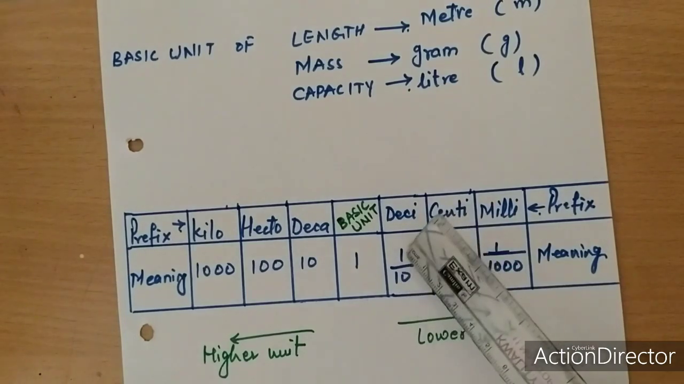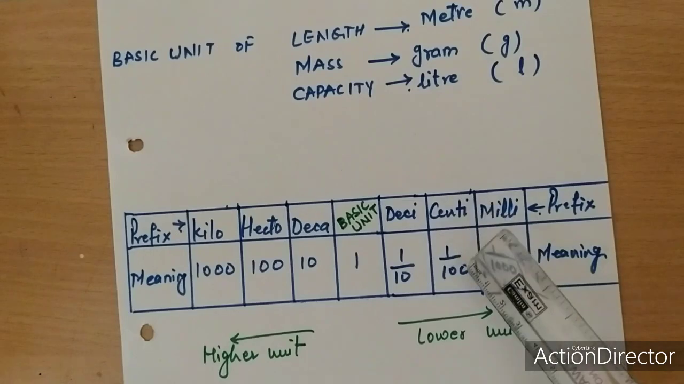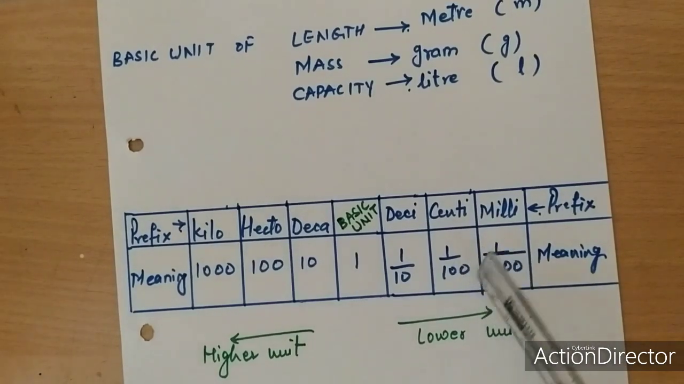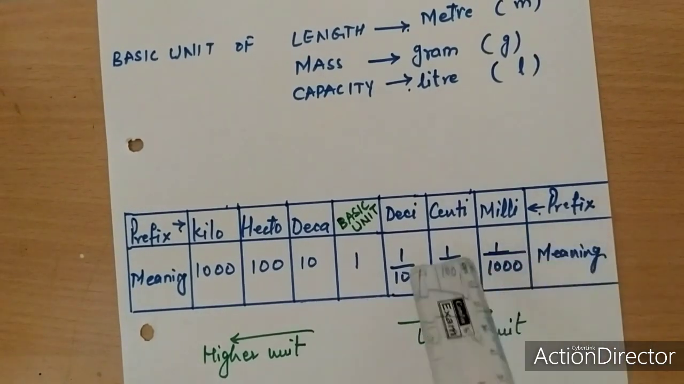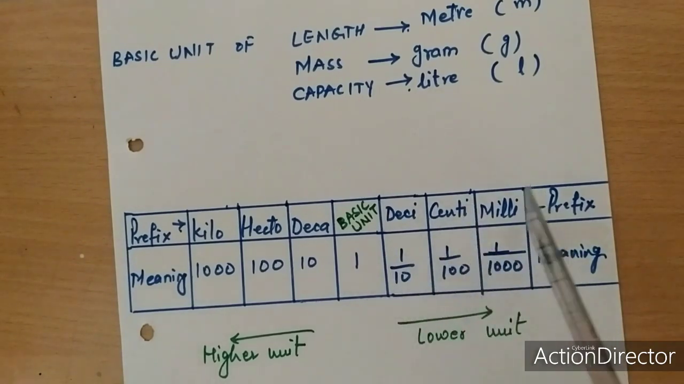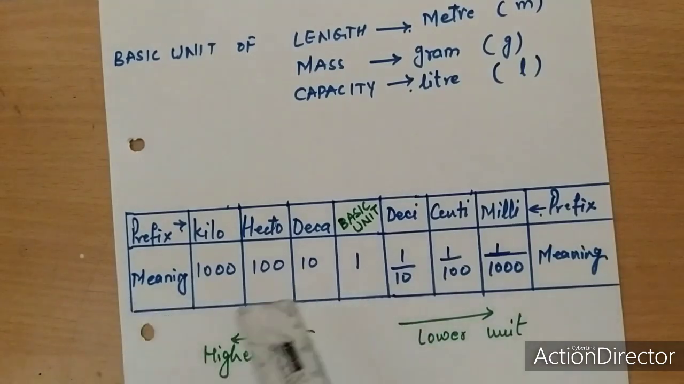It means you are dividing 1 into 10 parts. Here it is 1 by 100, that means 1 is divided into 100 parts. So this value will be very small. So towards the lower side when you write, the number is at the decimal place, that means 1 by 10, 1 by 100, 1 by 1000. And towards the higher side, you have to write 10, 100, 1000.